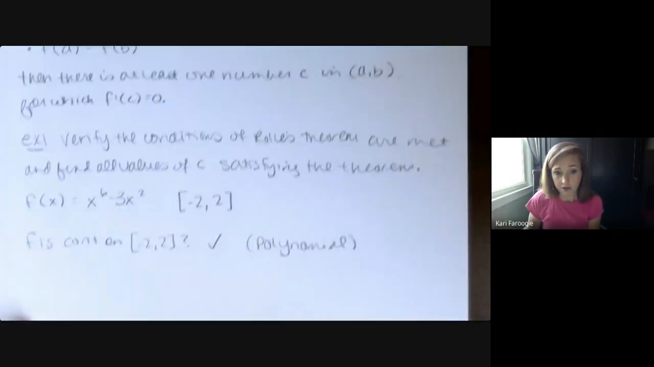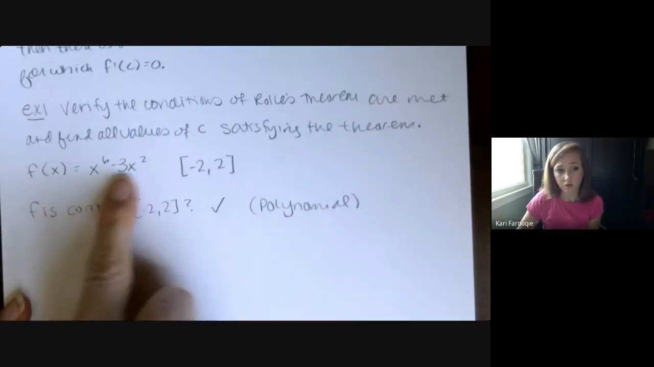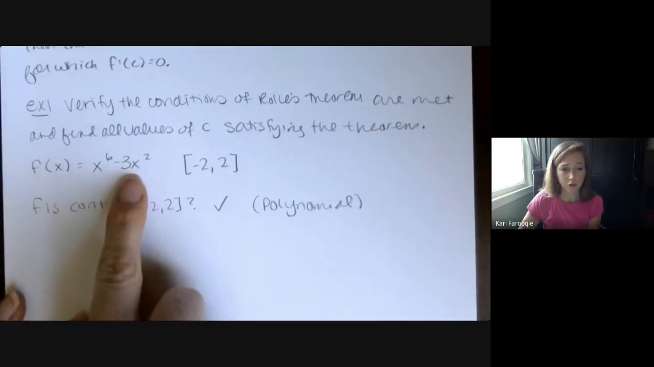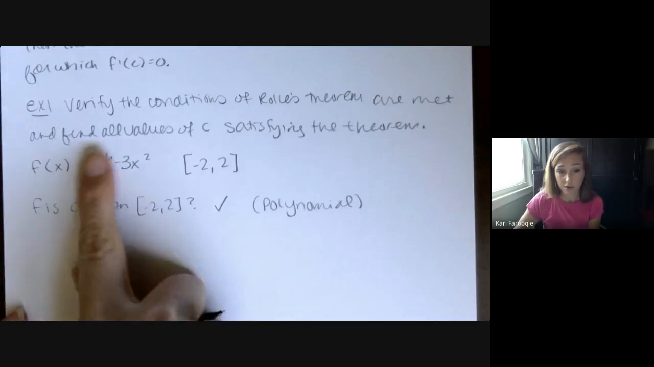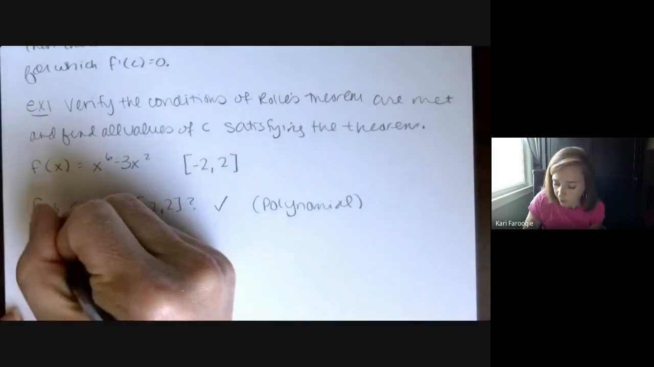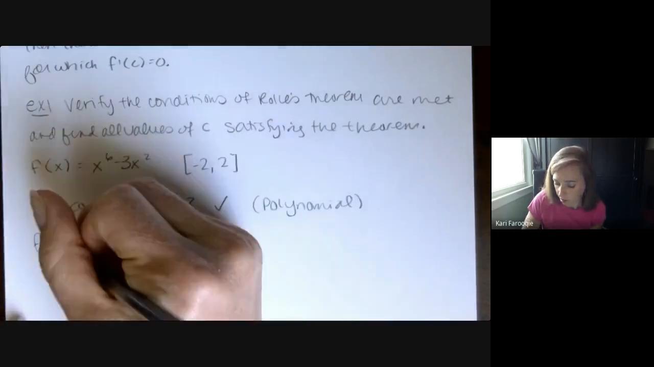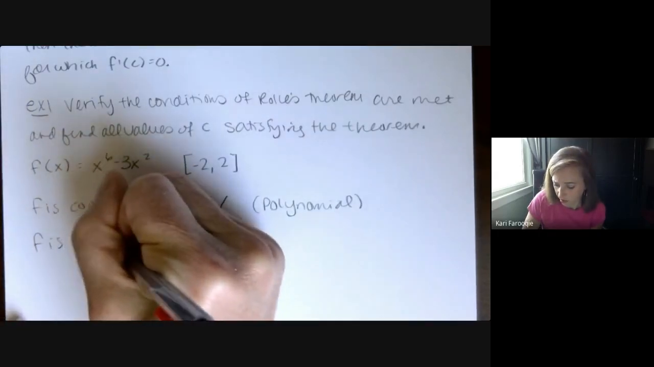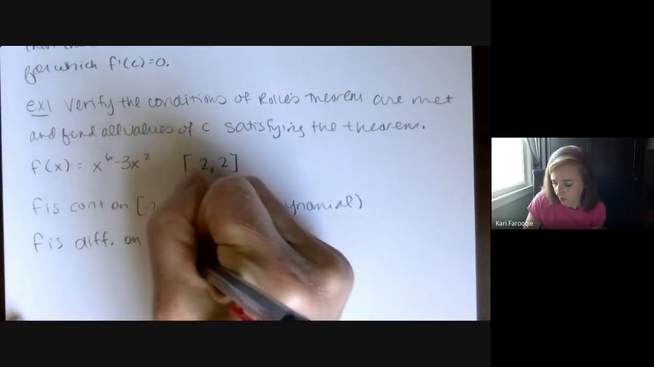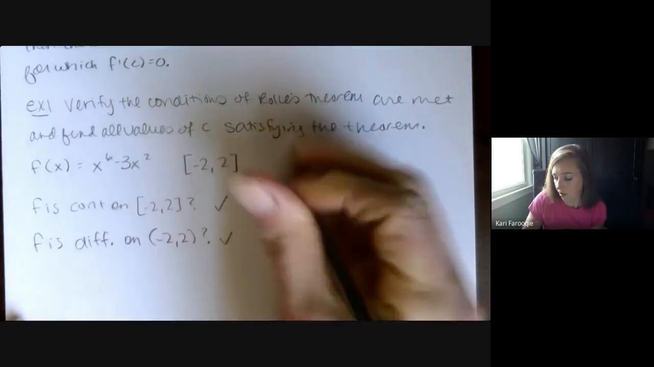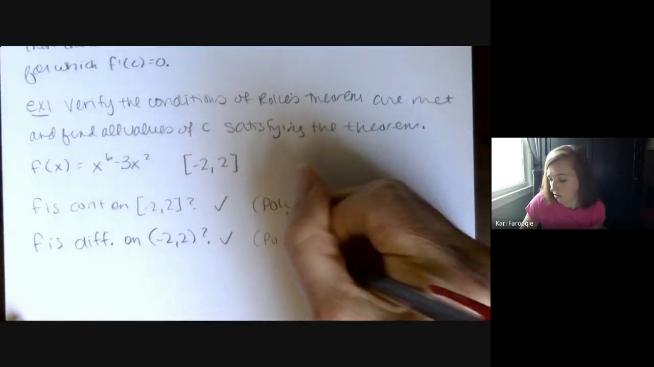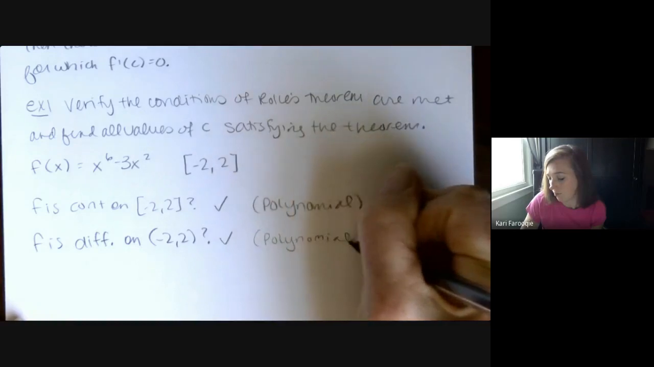Well, again, this is a polynomial function. You can't find any place, any value for which the derivative does not exist. The derivative is also going to be a polynomial. Therefore, you can take the derivative and evaluate it anywhere you would like. So F is differentiable on the open interval. Yes, and again, because it's a polynomial.